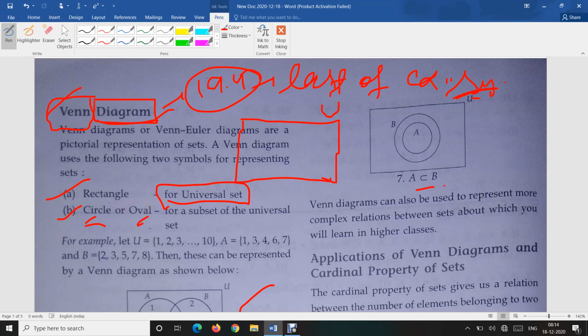Then we have this portion which is B, and B should contain all the portion of set A. That means somewhere here it is A, because the portion of set A is completely contained by B. That means there is one quantity inside another quantity. And now we can say that A is the proper subset of B. So this is the Venn diagram for A is the proper subset of B.